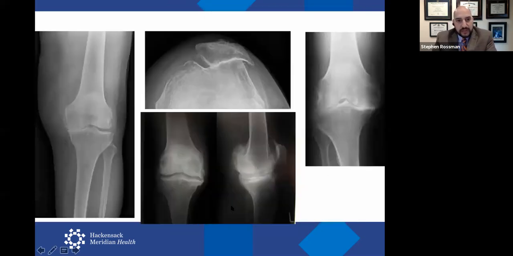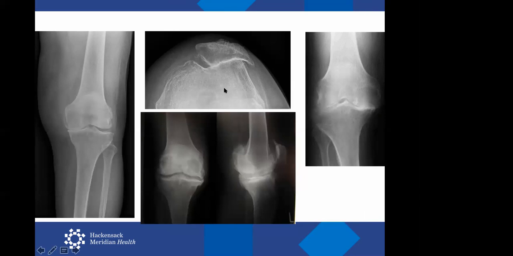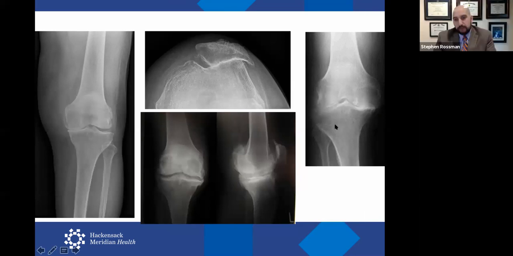Some more pictures. On the picture on the left, this person has arthritis just on the inside of the knee. On the top central picture, this person has severe arthritis underneath the kneecap. And in the pictures on the bottom and the right-hand side of the screen, this person has arthritis in all the compartments of the knee. So it can be in one compartment or all over the knee.